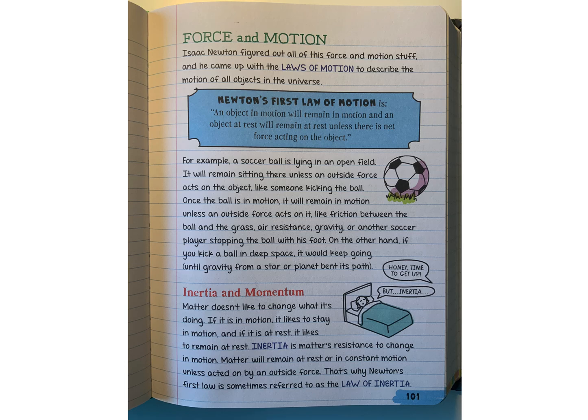For example, a soccer ball is lying in an open field. It will remain sitting there unless an outside force acts on the object, like someone kicking the ball. Once the ball is in motion, it will remain in motion unless an outside force acts on it, like friction between the ball and the grass, air resistance, gravity, or another soccer player stopping the ball with his foot. On the other hand, if you kick a ball in deep space, it would keep going until gravity from a star or planet bent its path.